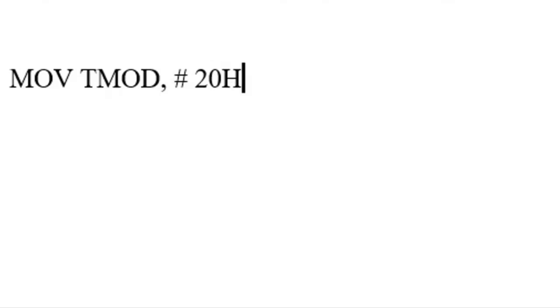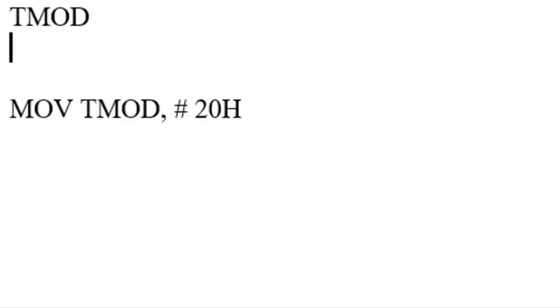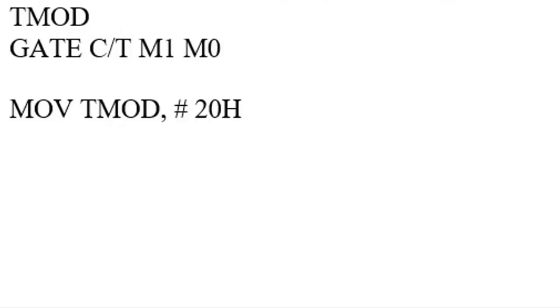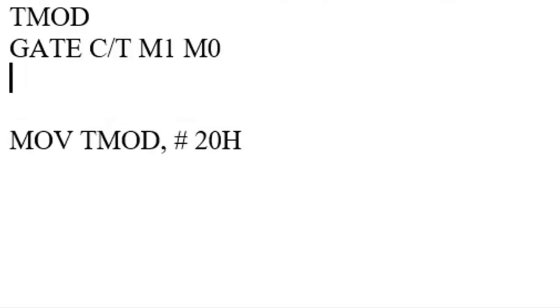Or not 20, because TMOD, the total bit was, first bit was GATE, next bit was C/T, next bit was M1, next bit was M0. What will happen? As we are using the software run, so this is no doubt 0. Now what is the value of C/T? As here we are using the counter, so the value will be 1. Next, as this is mode 2, so this will be 1 0. So ultimately the value will be this.